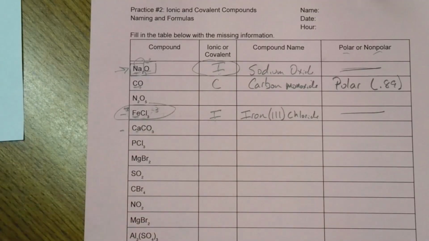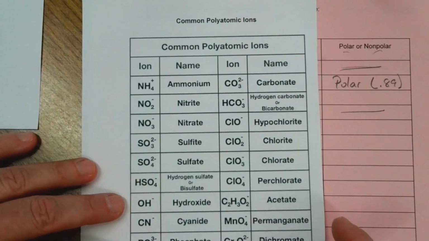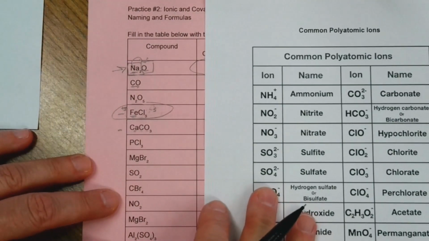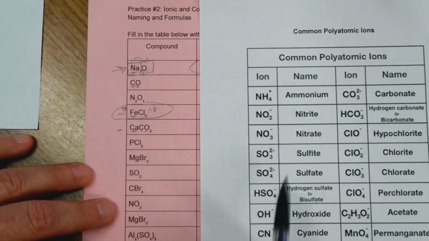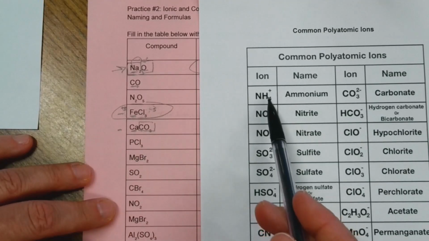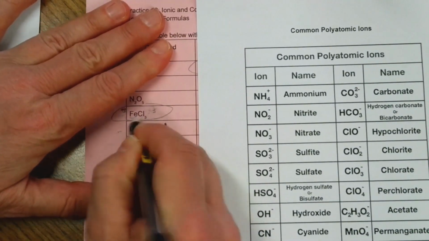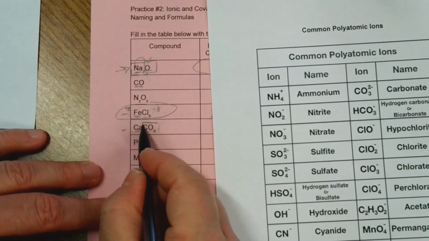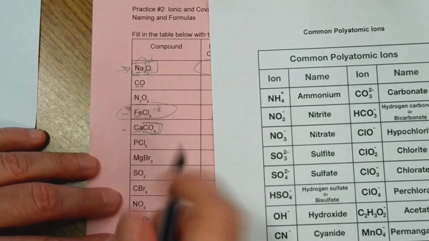So if you can't remember your polyatomics, you can use this sheet right here. You want to look and see what you have here. I have Ca, so this is going to be calcium. I have carbon and I have oxygen. So if I look through this, essentially what I'm looking for is CO3. Because when we have a polyatomic, many times the polyatomics are the second thing in our compound. Sometimes they're the first, but not very often.